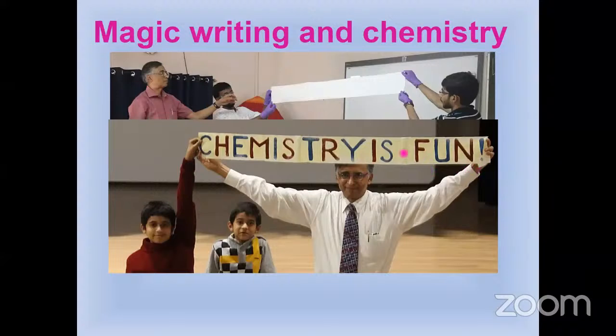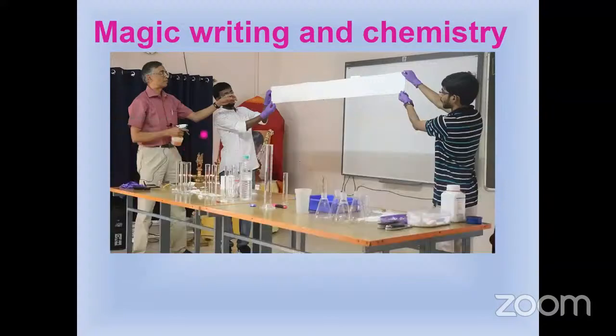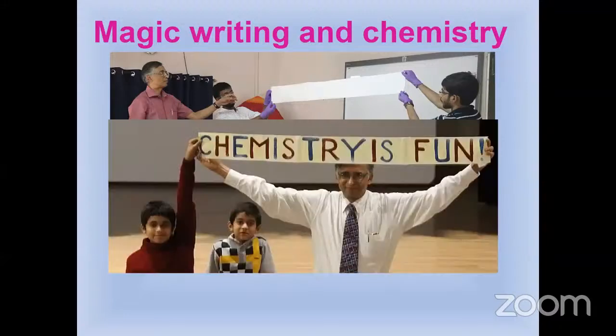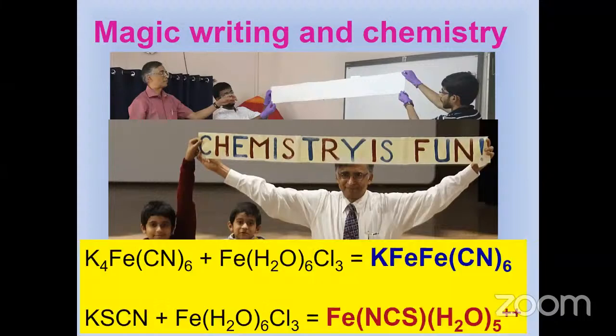And what you notice is that there are two different kinds of colors which are produced, even though I use only one liquid to display the colors. The chemistry is not very hard to understand. The colors which turned blue were written with potassium ferrocyanide, whereas the colors which turned maroon were written with potassium thiocyanate. And what I sprayed on the banner was ferric chloride. That basically let the color come out.